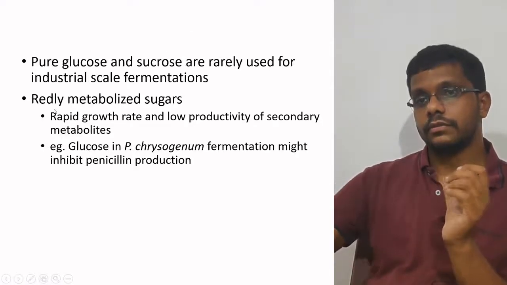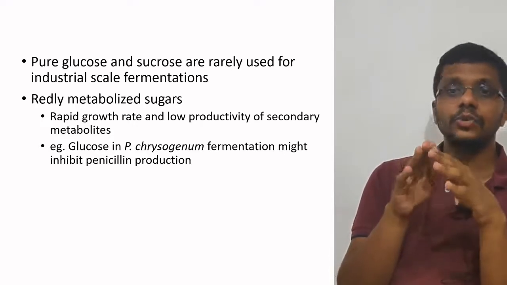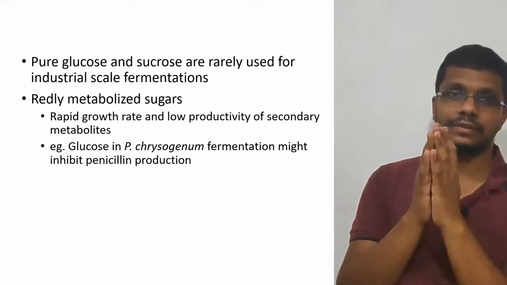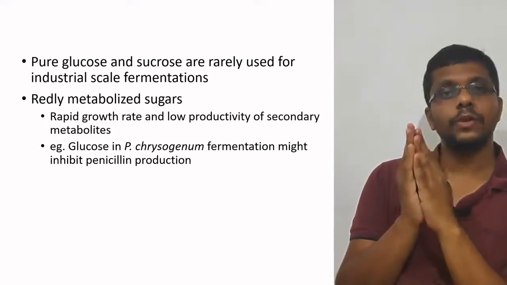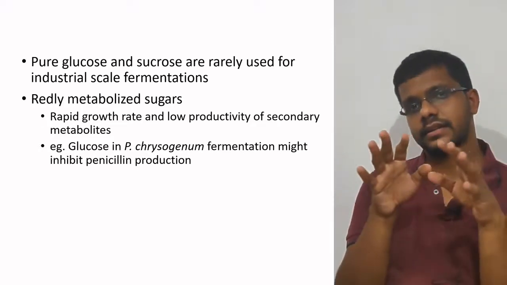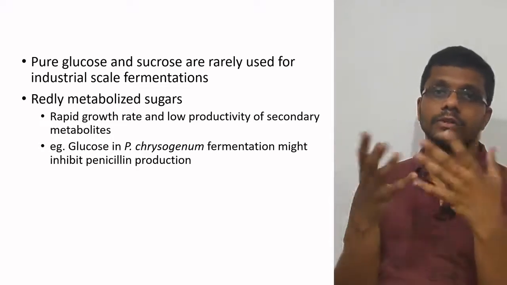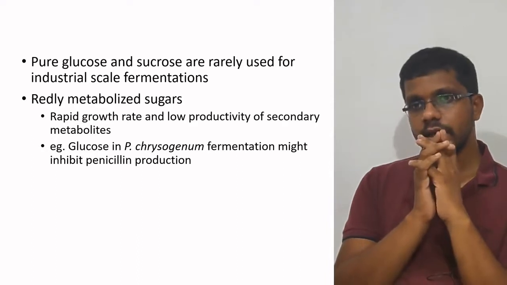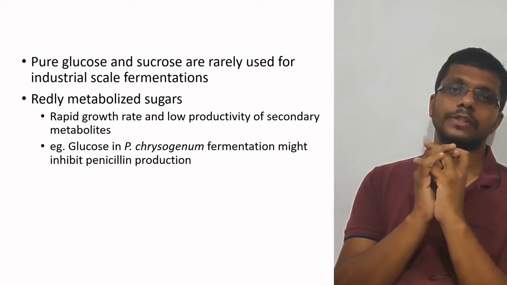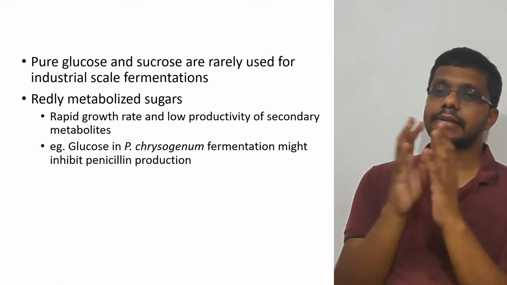One thing I want to tell you before that is that there are two different types of carbon sources. One category is called readily metabolized sugars. These are basically monosaccharides or disaccharides, like glucose or sucrose. We do not really use these readily metabolizable sugars widely in industrial biotechnology. There are different reasons for this.